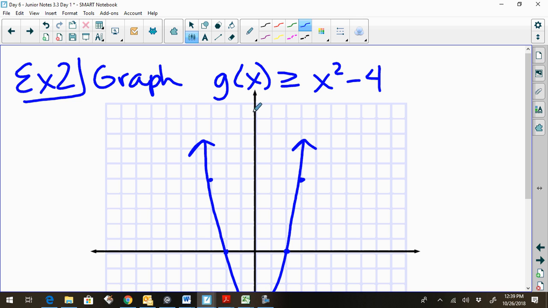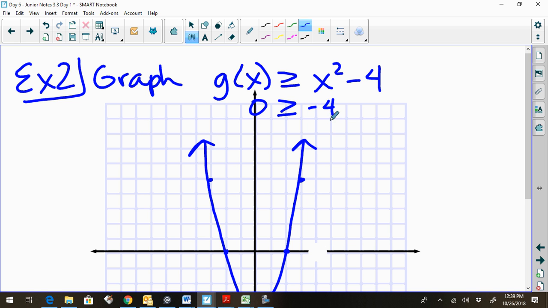So we're going to test a point. So if I tested 0, 0, would 0 be greater than or equal to -4? The answer is yes. So I believe I'm going to shade on the inside of this parabola. Now if we tested a point on the outside, let's say we tested 4, 0.